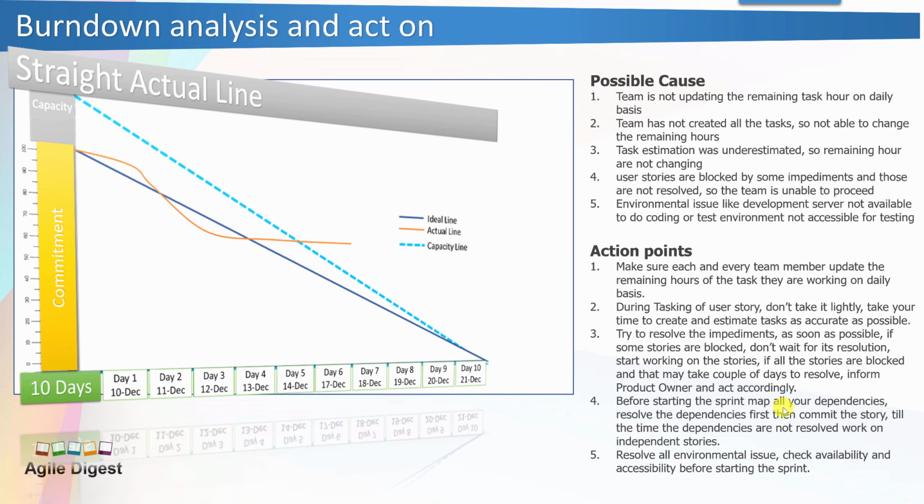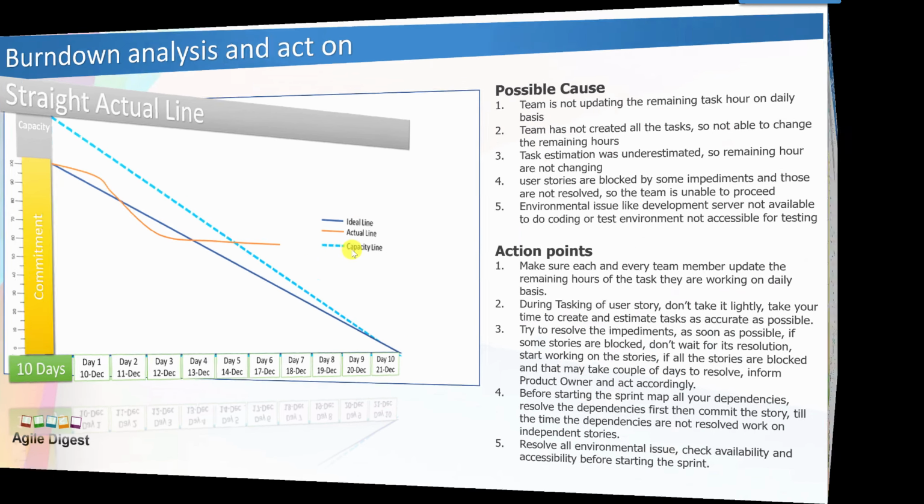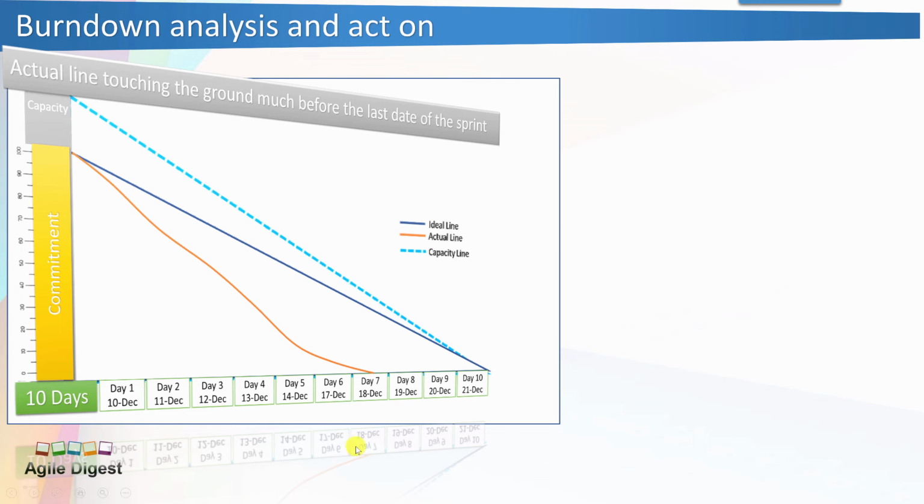Now resolve all environmental issues. Normally this is a very rare case, but it is also possible and you can get a burndown like this. We'll talk about a different situation where we can see the burndown touching the ground much before what we anticipated on the ideal line, when our sprint is ending on day 10, but we are able to complete everything by day 7.